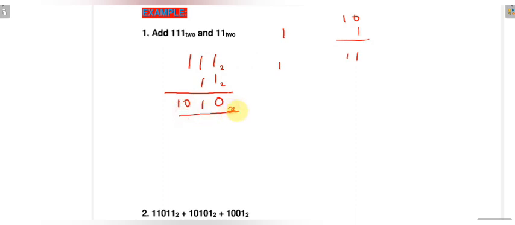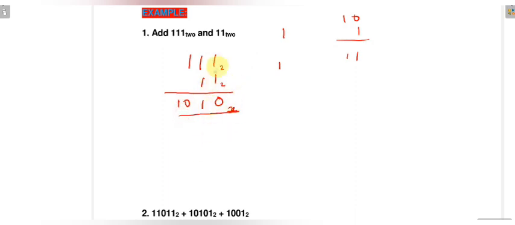So let's take this example here. Add 111 base 2 and 110 base 2. I'm going to write them with the place values aligned, all in base 2. If you recall our previous table, 1 plus 1 is 10. So I write 0 and carry the 1. Then 1 plus 1 again is 10, plus the 1 you carried gives us 11. So I'll write 1 and carry 1 again. Then I add this 1 to this, 1 plus 1 is 10. So this is our answer in base 2.